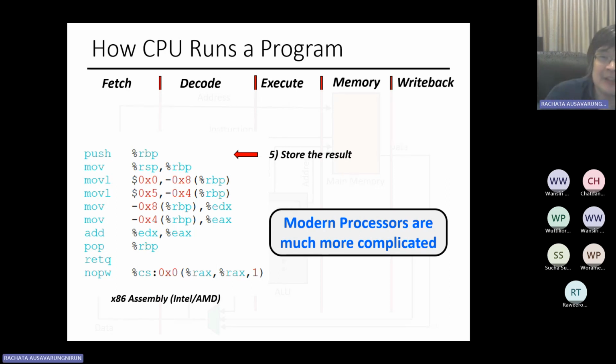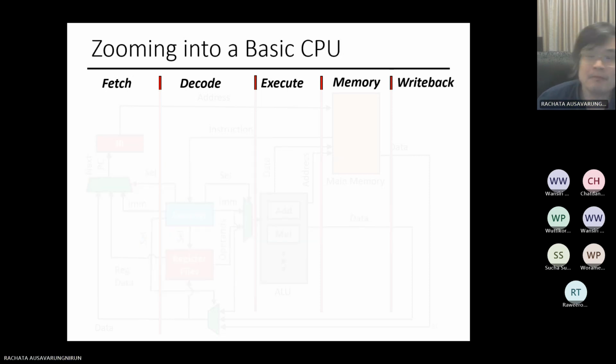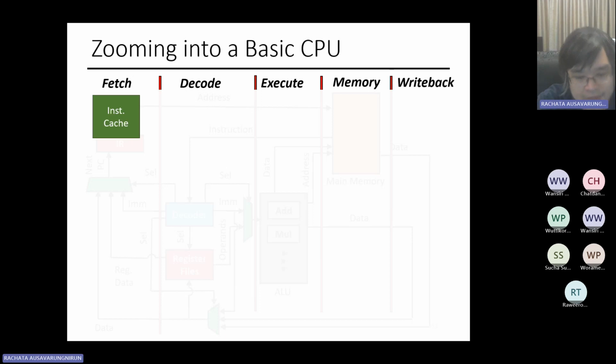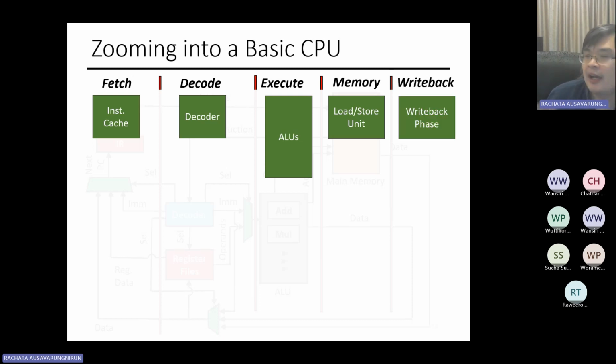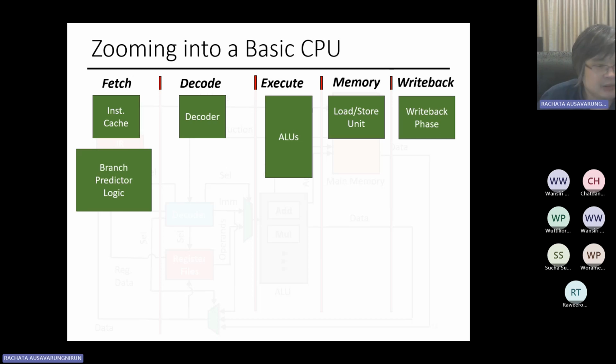In practice, this fetch, decode, execute, memory, write back is now expanding into 30-something stages that all do a bunch of different things. But if you want to zoom into the basics of the CPU, you might have heard about cache, right? So you have the cache for your program, you have the decoder, you have the ALU, you have the load store unit that handles the memory accesses, you have the write back phase, and then you have things like the branch predictor to try to predict, are you going to do the if or the else block?